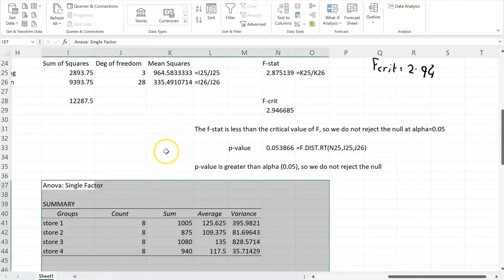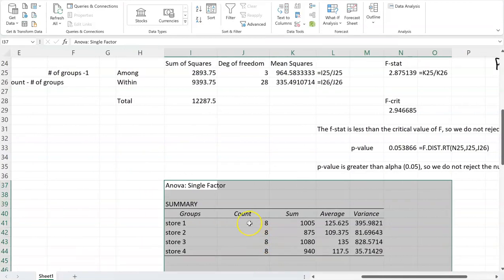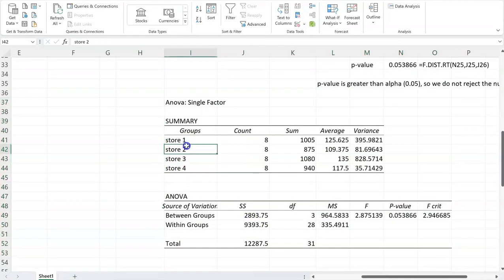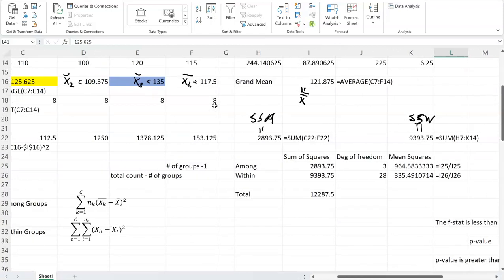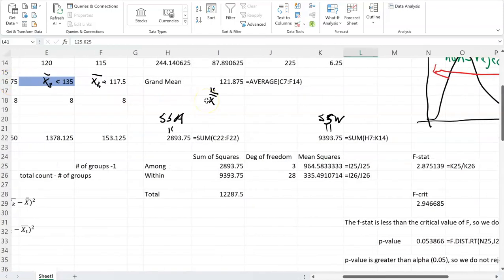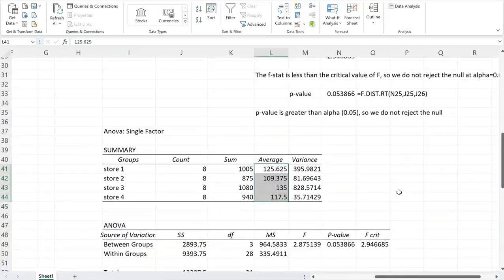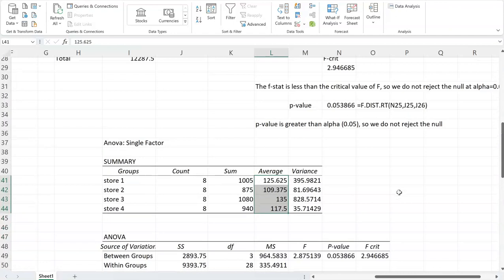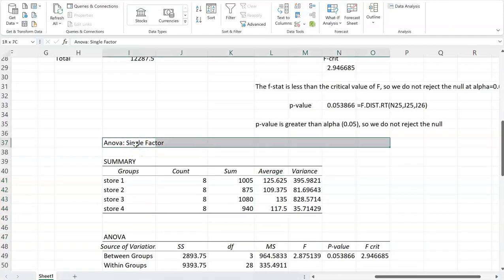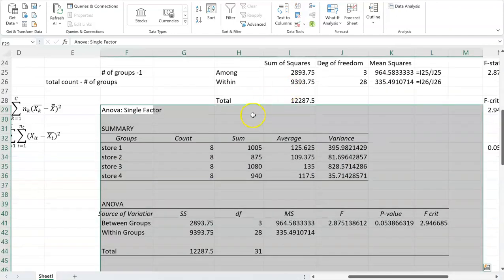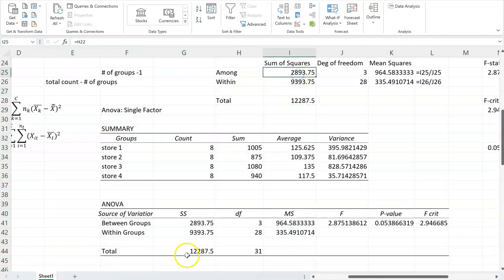I'll click OK. Now we see my summary stats. I have 4 stores. These are the sum of each value and the average. I found the average up here, as you can see, 125, 109, and all that. Then my ANOVA, I tried to make it look like the ANOVA that I have. Let me move this up a little more so we can see them all together. Here we have the ANOVA among group, or they call it between group. The numbers are here. Within group, that's the number.